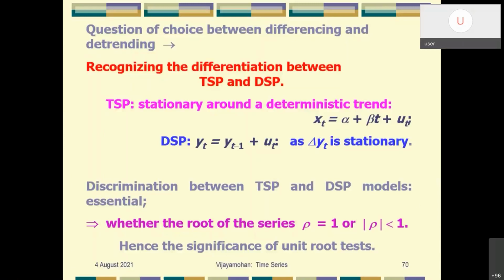Okay? Now, we have to make a discrimination between TSP and DSP models. Whether the root of the series is equal to 1 or whether it is less than 1. Whether the series is integrated or not. And that is the significance of the uniroot test.